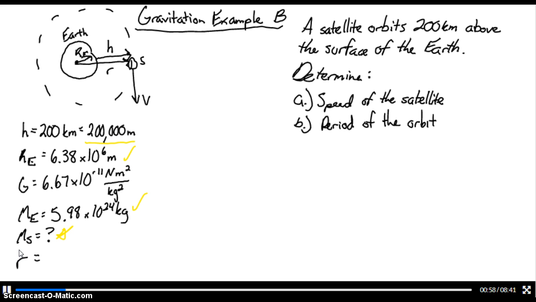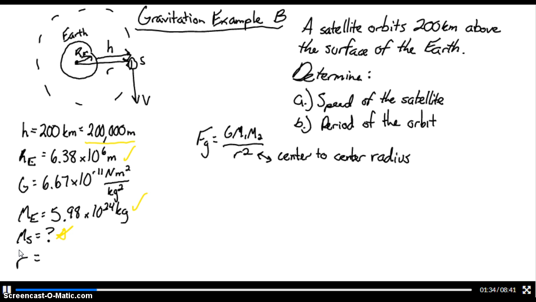So as we look at this problem, first things first, we want to look at our good friend, the force of gravity equation that says Fg is equal to G m1 m2 over r squared. And it's important to remember that whenever we're talking r, that's the center to center radius. So as we're looking at things here, we are taking a look at from the center of the Earth to the center of the satellite.